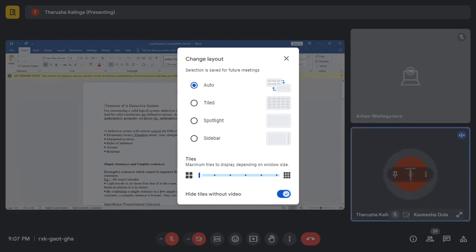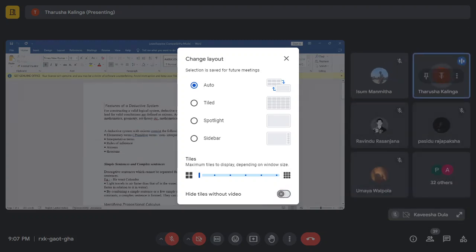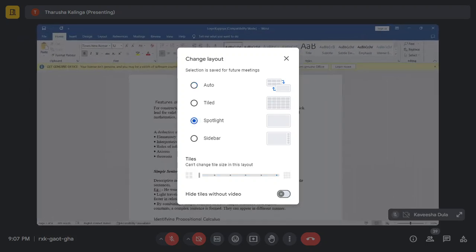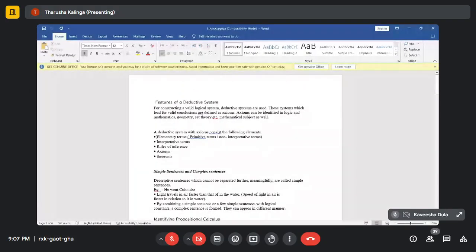It is a deductive system. Logic is a deductive system, same as mathematics, in which these components, these elements you see now, are mandatory in any kind of deductive system. So, elementary terms, which can also be called primitive terms or non-interpretative terms. So there's a symbol, like addition, subtraction.